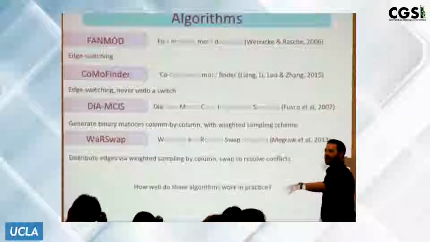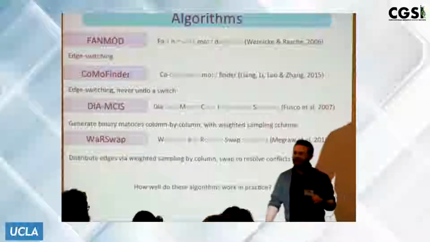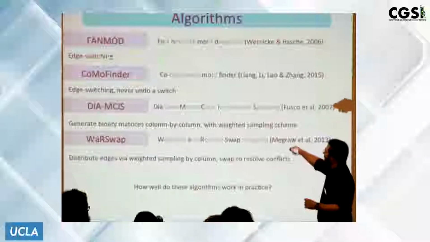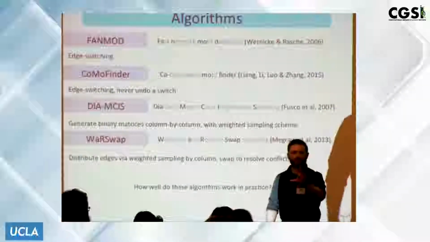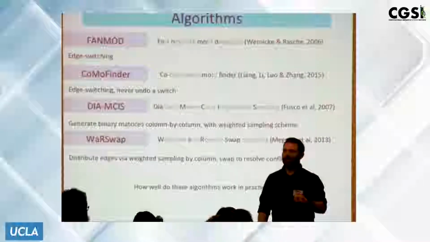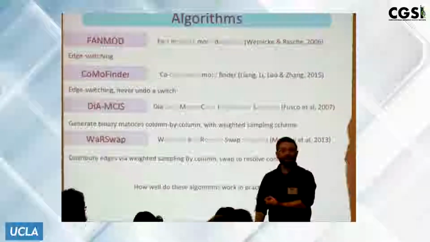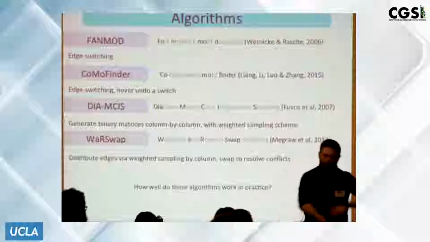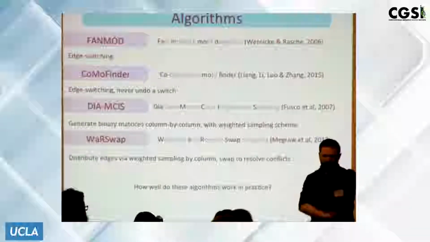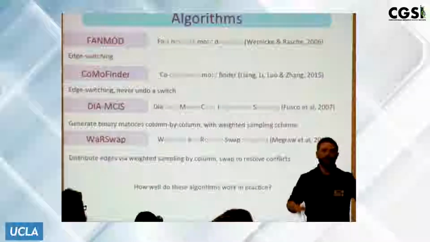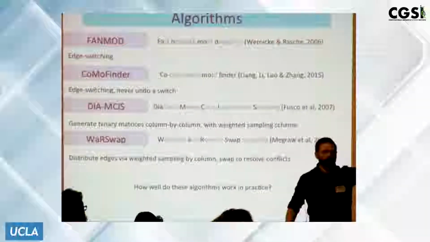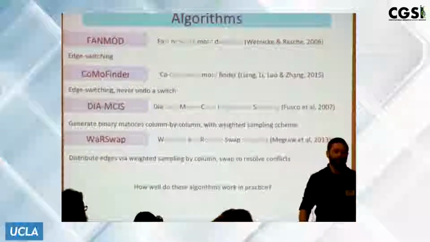Some of these come with theoretical guarantees. So for instance, FANMOD and to some extent DIAMPSIS right here have some sort of theoretical guarantee associated with it. For instance, with FANMOD, if you completely sample every single one of those graphs and you keep on running it long and long and long enough, it's absolutely guaranteed to be a uniformly random sampling of all such bipartite networks.